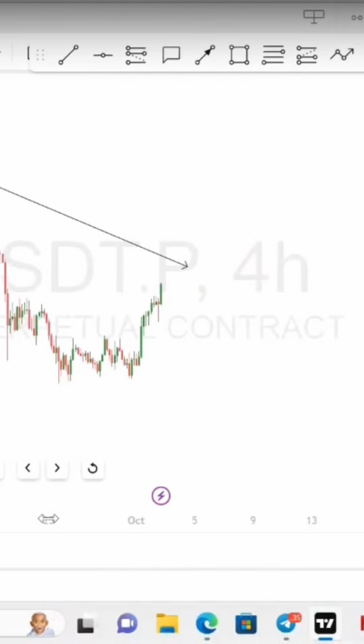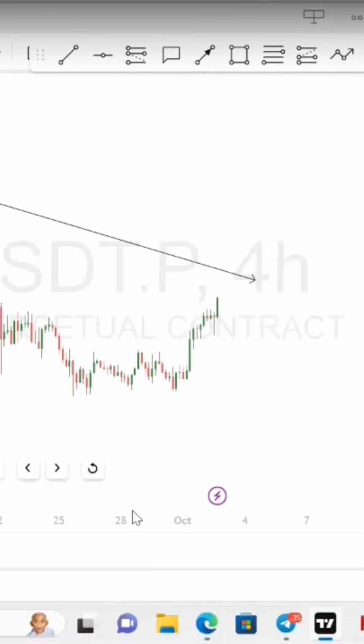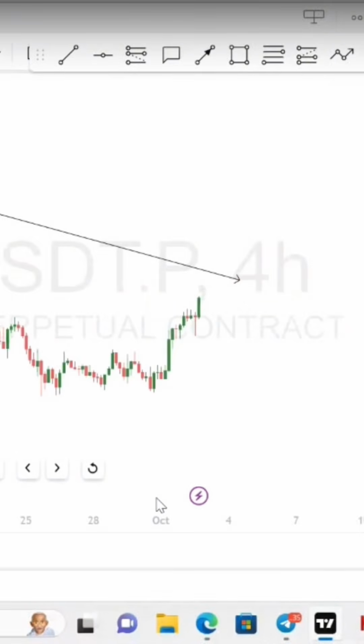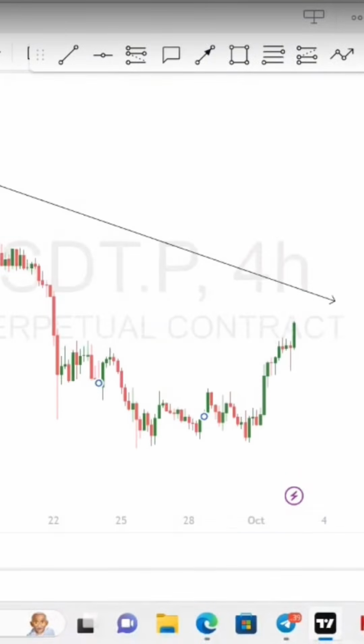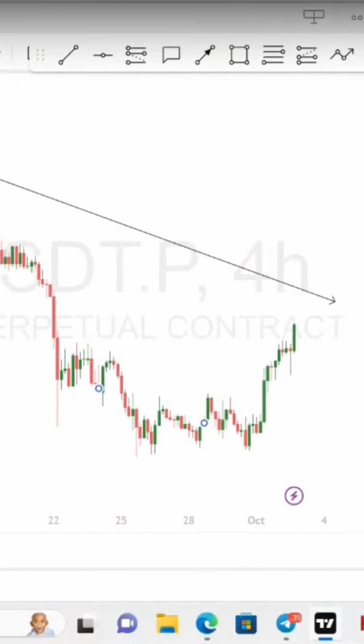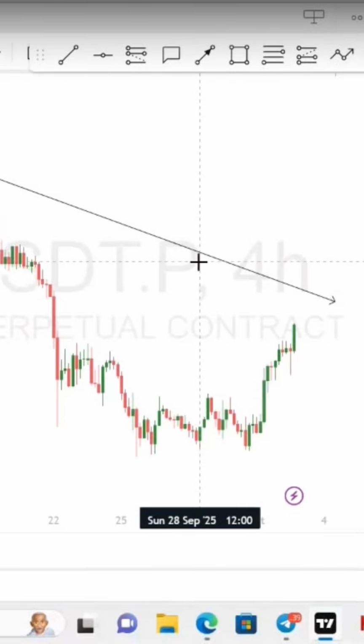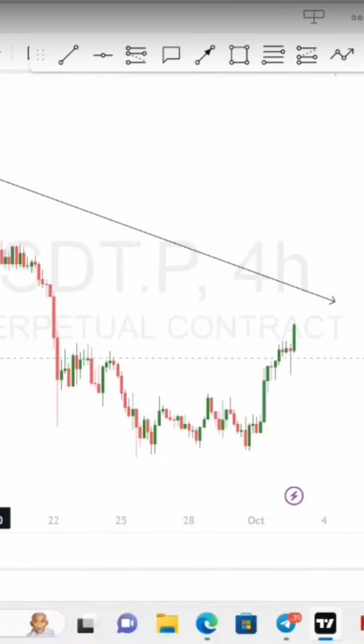Second thing to do, I just want to believe you are jotting down step by step. First of all, we identify the trend. That's what we did when we opened the chart. That was the first thing we did: identify the market trend. Secondly, we look for our break of structure or market structure shift. So now let's start analyzing from here.